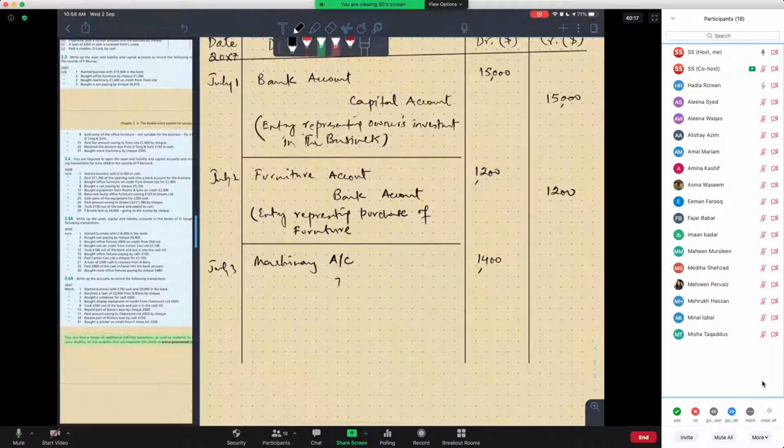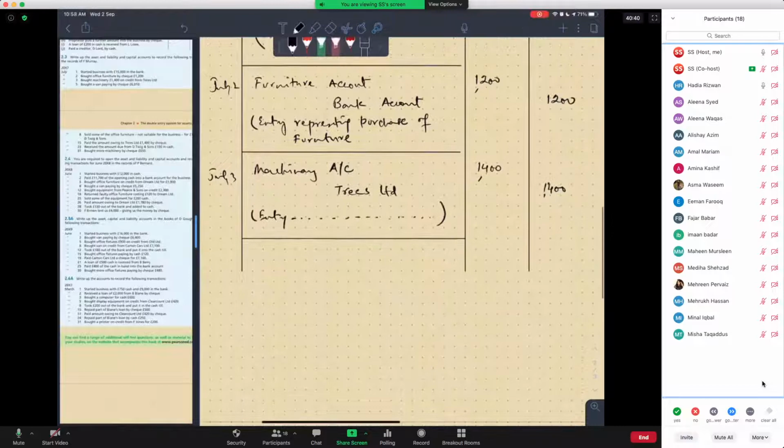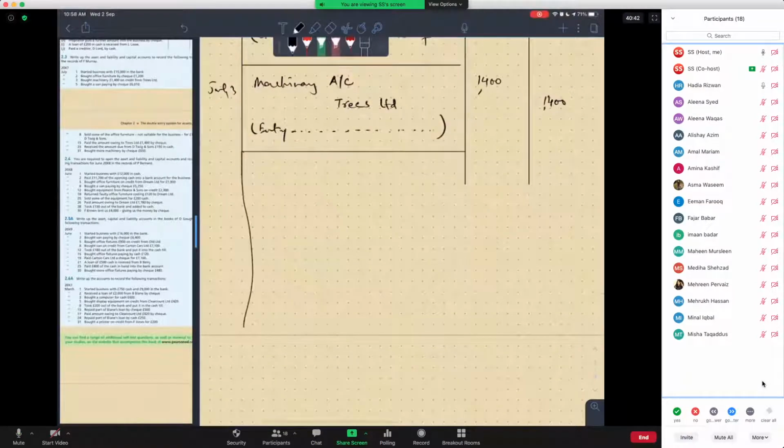and then halfway through the description section, I'm going to write Trees Limited 1,400, and I am going to write the narrative here, entry representing the purchase of machine on credit from Trees Limited. I'm not going to write the full length over here, but you understand what's written over there. Then we draw a line. I just want to save some time. I want to keep some time for the ledger too. So that's how we will do this, right?